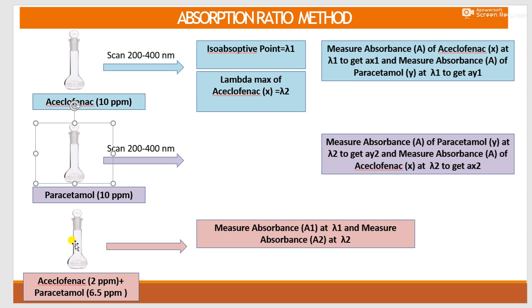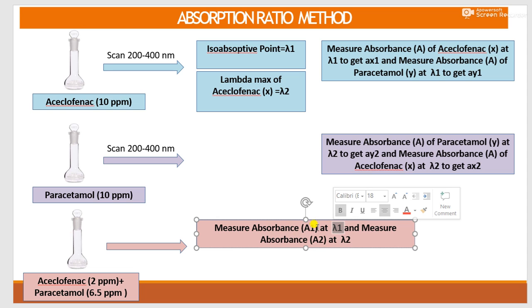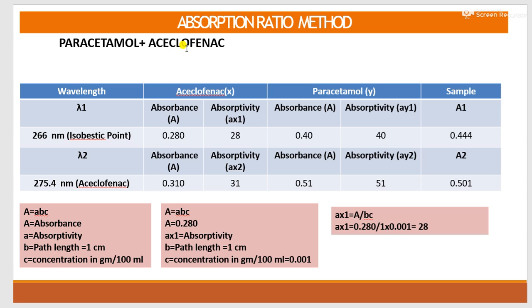Now for the sample solution I have to take the absorbance, and at lambda 1 that absorbance will be capital A1, and at lambda 2 the absorbance will be A2. Now, how is the absorptivity calculated? A is equal to abc, where capital A is absorbance, small a is absorptivity, b is the path length, and c is the concentration.